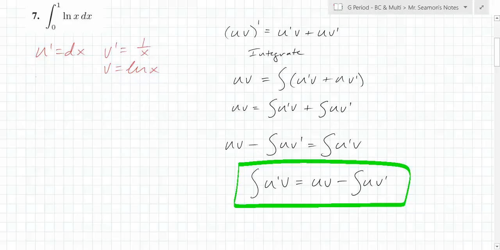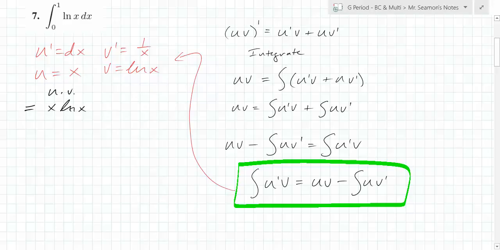Is that okay? And what's u going to be? X. Okay, so now what we do is we take this rule and we apply it right here. So therefore, what is our new integral going to equal? It's going to equal u times v. So what's u times v? X ln x. That is u times v.